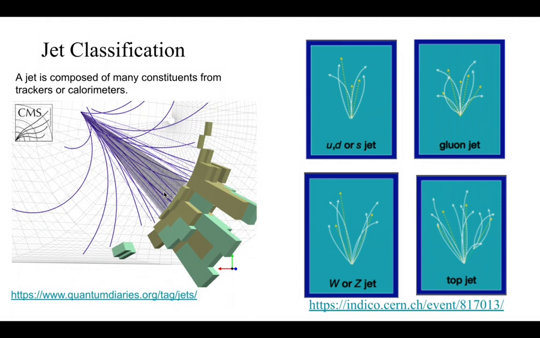We also provide different types of jets. There's a light quark jet, with up quark, down quark, or strange quark composition. There's a gluon-initiated jet, and the W boson or Z boson jet, where the W boson or Z boson decays to two quarks in the final state, and the top jet has a three-subjet topology.